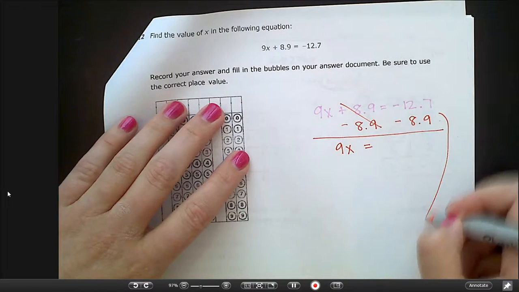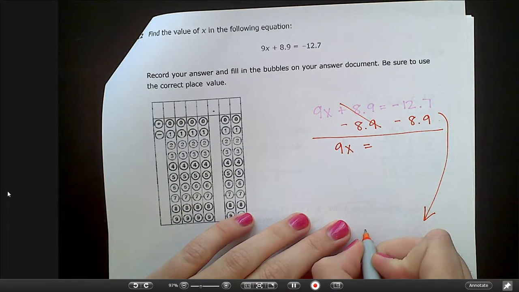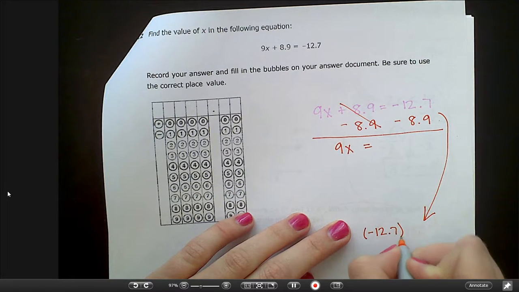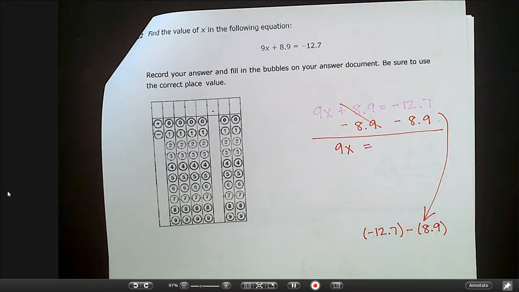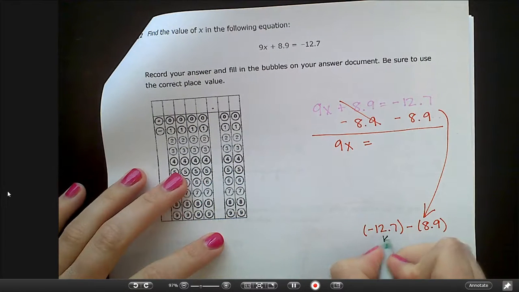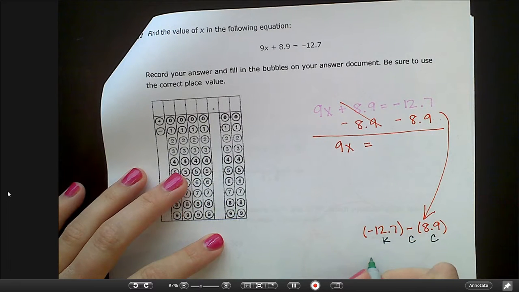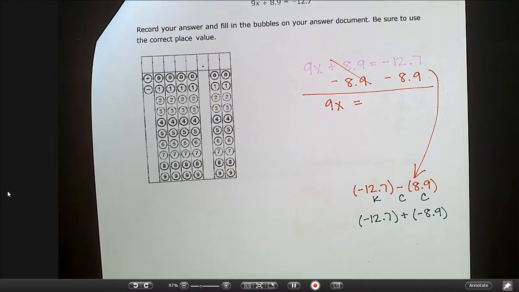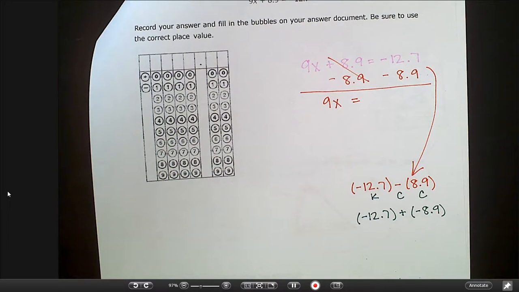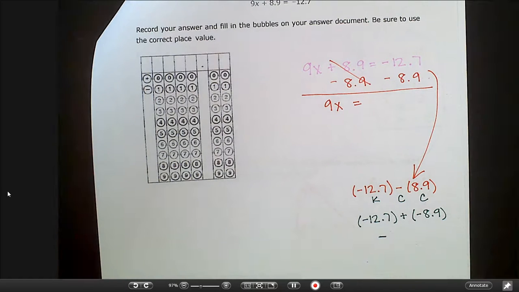So let's come down here. I have negative 12.7 minus 8.9. Well, I know from my integer rules that if I am subtracting, I need to keep it, change it, change it. So I'm left with negative 12.7 plus negative 8.9. And now I have an addition problem. If I'm adding and the signs are the same, which they are, negative and negative, then I'm going to add and keep the sign. So I know my answer is negative.